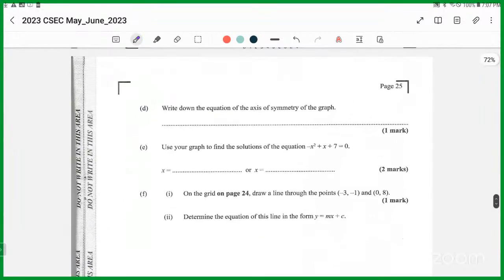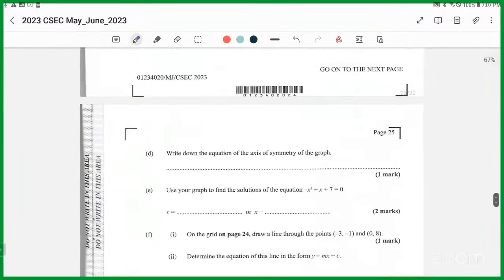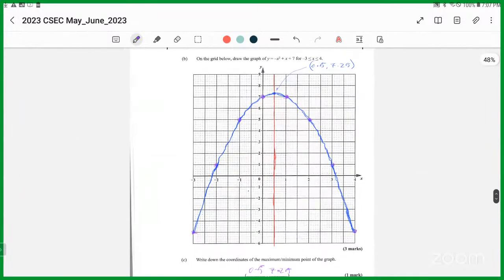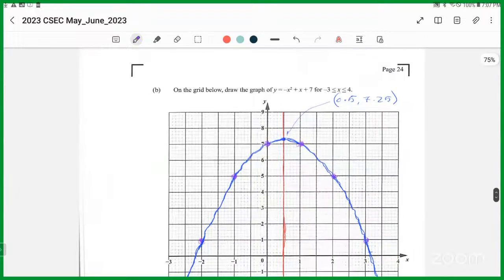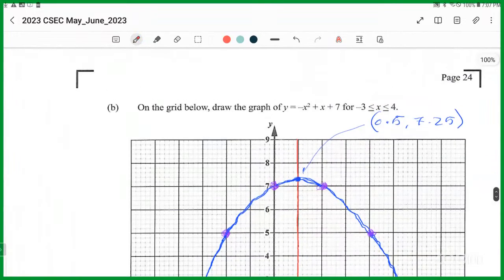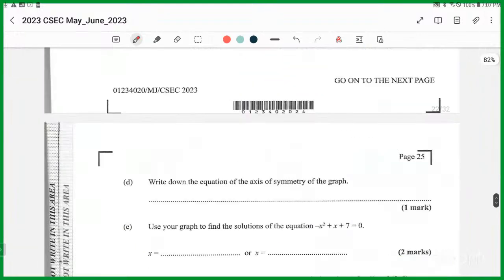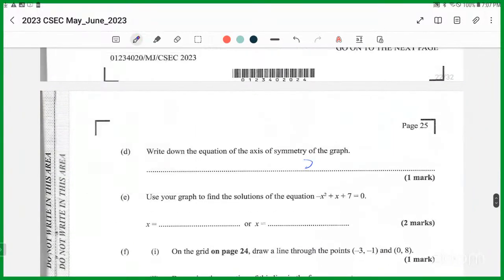It says, write down the equation of symmetry. Excuse me, sir. Could you show me about the graph, please? Okay. Thank you, sir. And then one ask of symmetry, that's the red line. X equals 0.5 or x equals half. That's the axis of symmetry down here. X equals 0.5. So you get these marks quickly because you figured them out from the beginning.